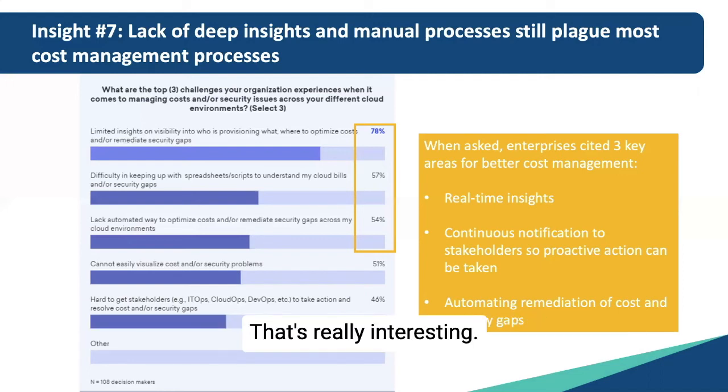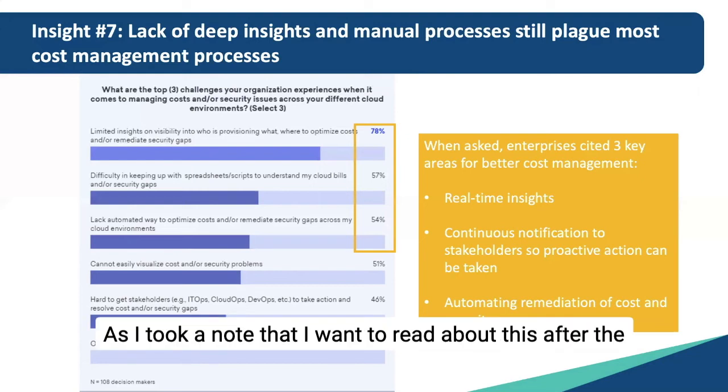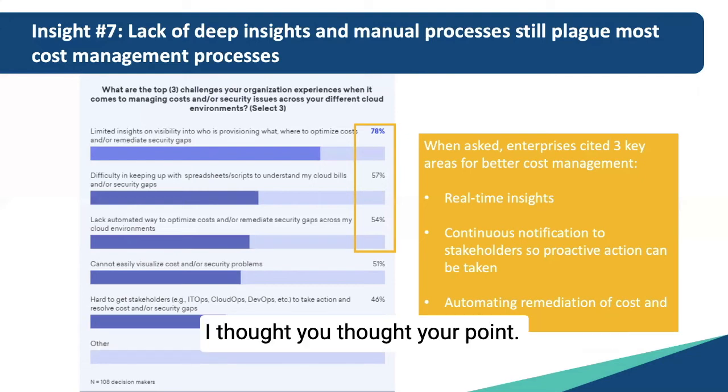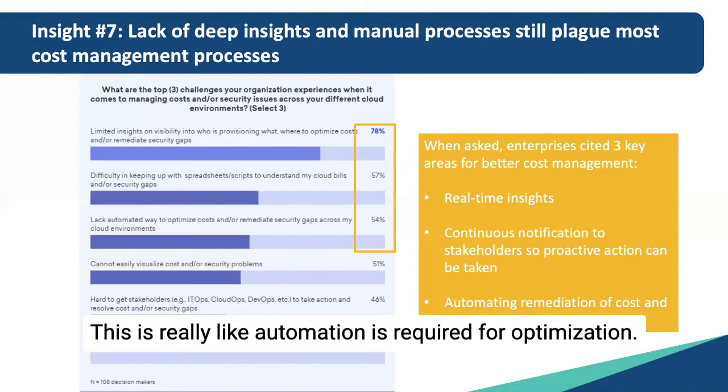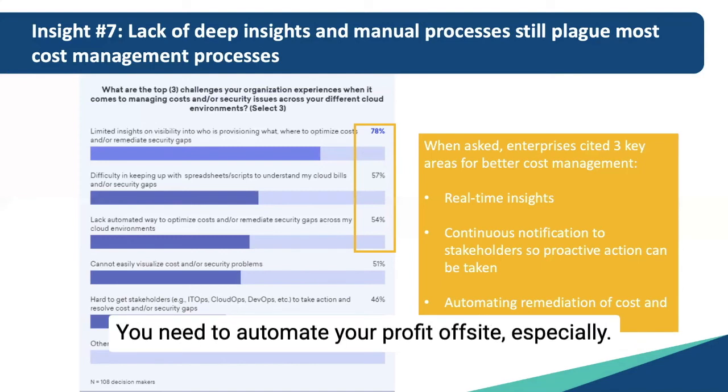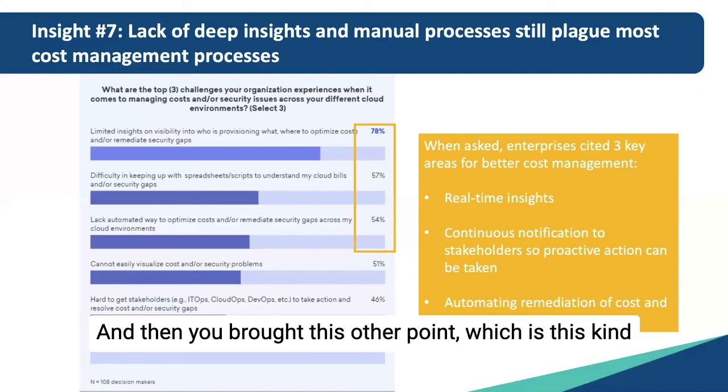So that's really interesting, man. I took a note there. I want to read about this after. I thought your point was really that automation is required for optimization, right? You need to automate to properly optimize this eventually. And then you brought up this other point, which is human intervention.